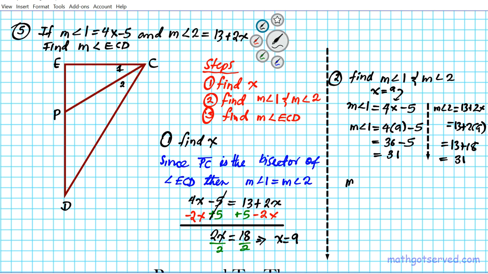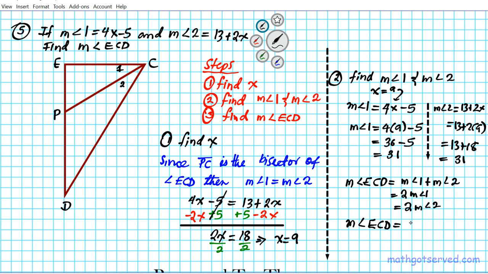Okay, so the measure of angle ECD is equal to the measure of angle 1 plus the measure of angle 2. It can also be found by using 2 times the measure of angle 1. It can also be found by using 2 times the measure of angle 2. It doesn't matter. All right. So I'm going to use the first combination. I'm going to use the measure of angle ECD is equal to the sum of both of them.